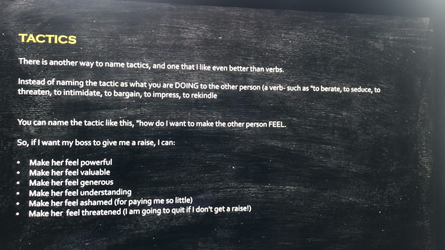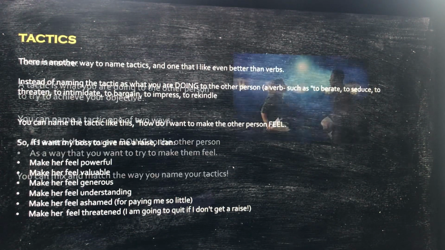So we can also frame a tactic as how to make somebody feel. So if I want to get my boss to give me a raise, we just saw a list of verbs that we can do to them to impress, to negotiate, to threaten, to intimidate, all of those things. I can also frame that as a way to make them feel. I can make her feel powerful. I can make her feel valuable. I can make her feel generous. I can make her feel understanding. I can make her feel ashamed for paying me so little. I can make her feel threatened. I'm going to quit if I don't get a raise.